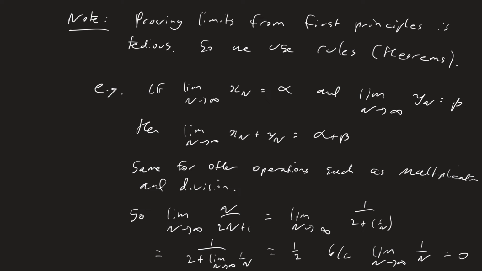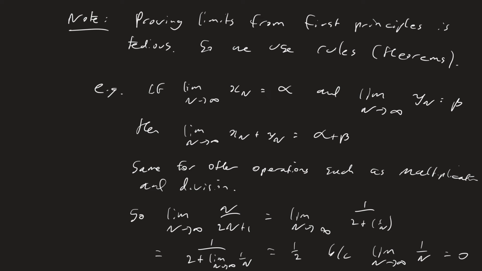And so, to compute the limit of n on 2n plus 1, we can actually proceed as we did at the start, rewrite this by dividing numerator and denominator by n as 1 on 2 plus 1 on n. And then the rules here essentially say that the limit of this whole expression is the same as the limit of 1 on 2 plus the limit of 1 on n. So the limit has gone from the outside, we've brought it all the way in to the inside.